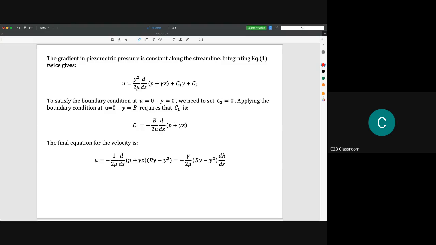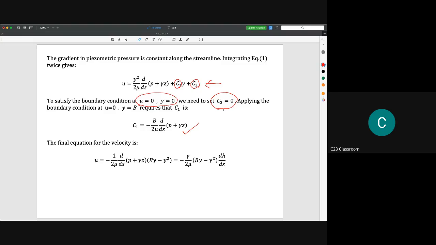Now we have the constant parameter C1 and constant parameter C2. By using the boundary condition, we could get that C1 is here. Then we put it into this equation, and we give another boundary condition. So we get that C2 is equal to 0.